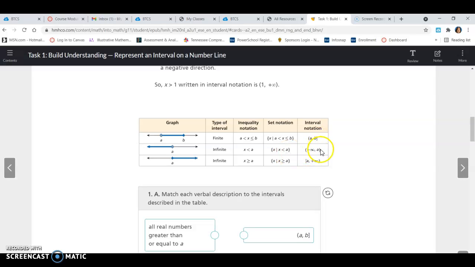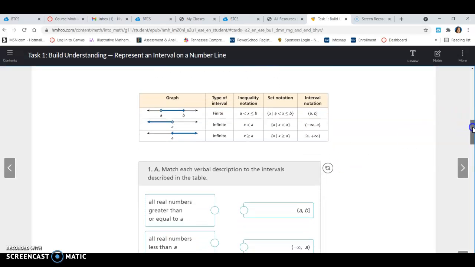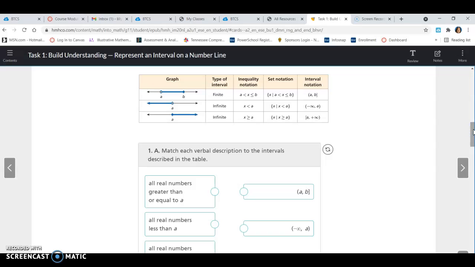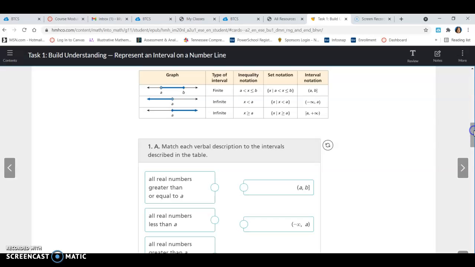All right, same thing with these. This would be set notation. This would be interval notation. Very important. You're going to use these in any math classes that you go in this class and beyond. So the better you understand it now, the easier it'll be moving on.